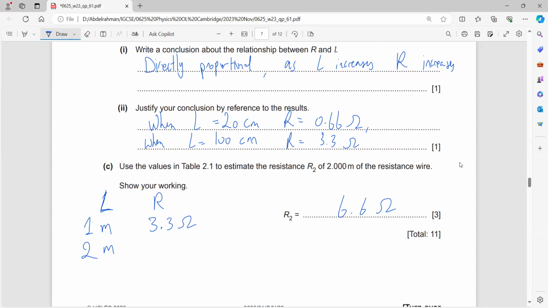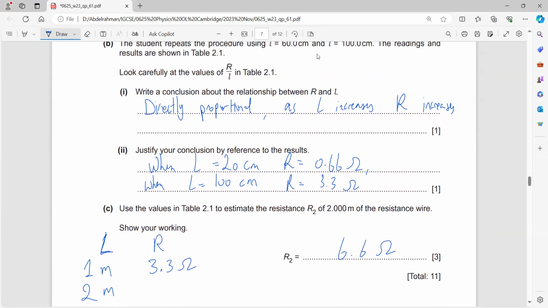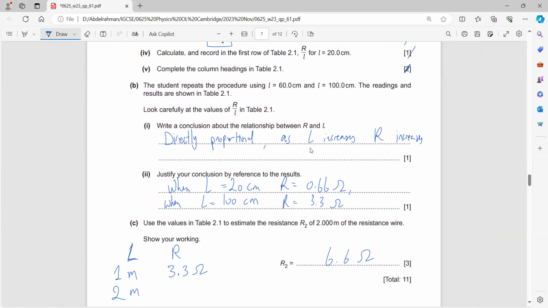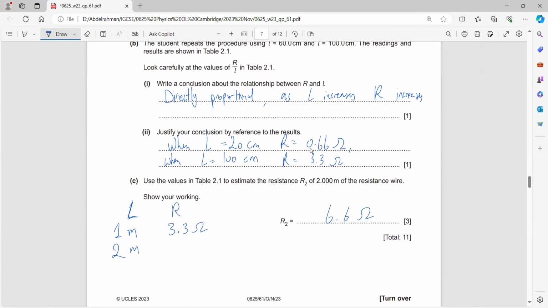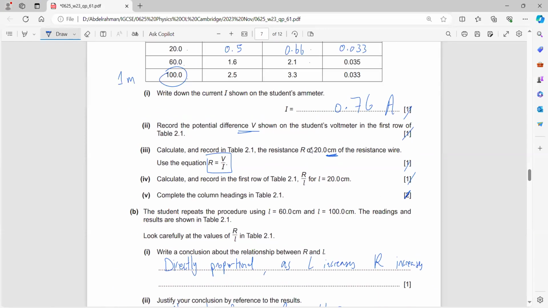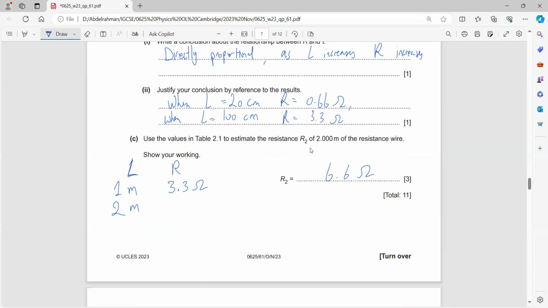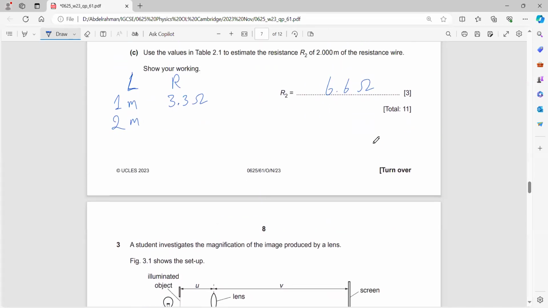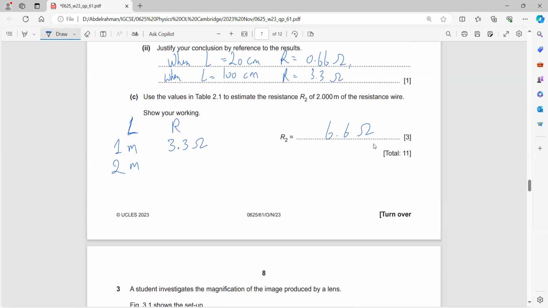Guys, this is a very easy question honestly. This question in particular is one of the much easier questions for circuits. All I did was cross multiply, directly proportional. As L increases, R increases. I calculated the resistance. It's very easy. Any questions? If you don't know how to cross multiply, what did I do? I did 2 times 3.3 over 1.